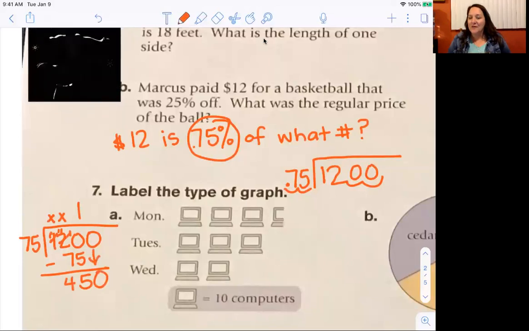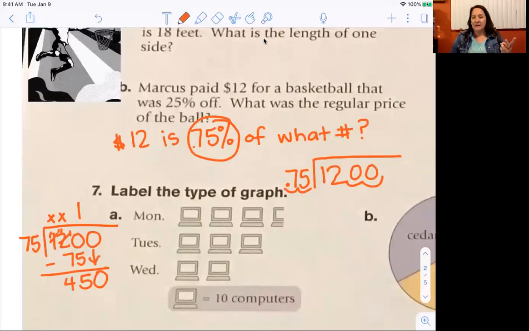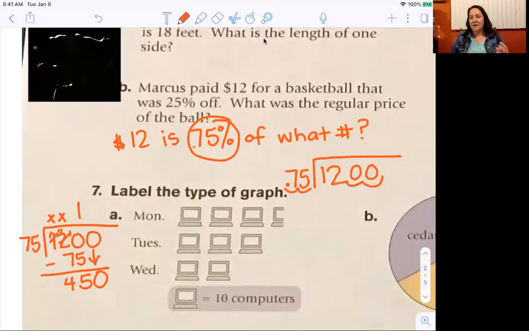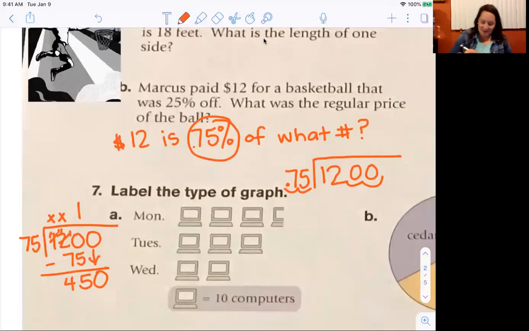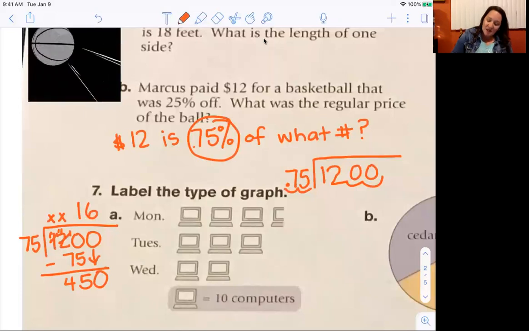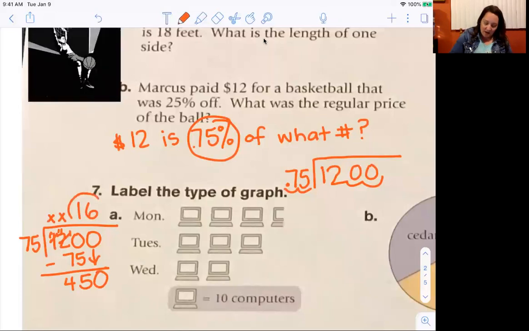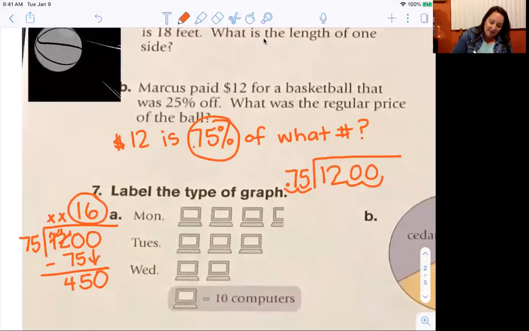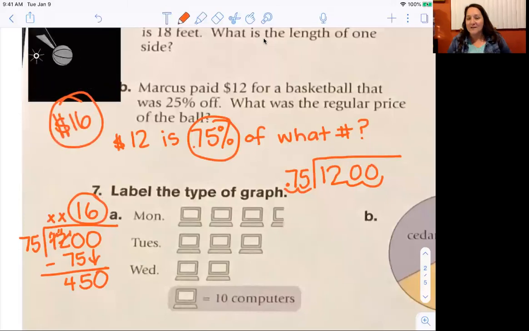75 into 450. Think about it for a second. We can count up by 75. 75, 150, 225, 300. But how many times do you think? 6 times. Good. 6 times. So that's our answer. $12 is 75% of $16. That basketball was originally $16.